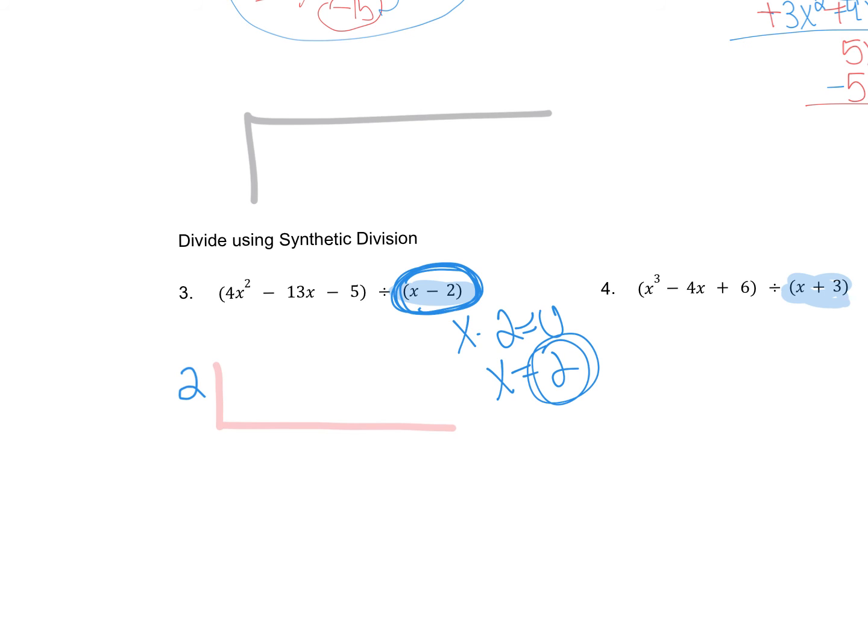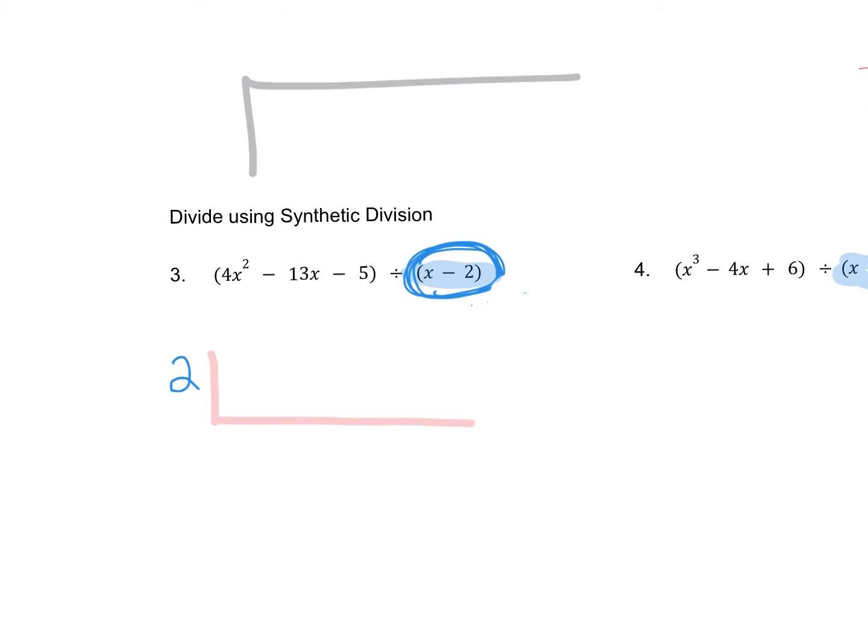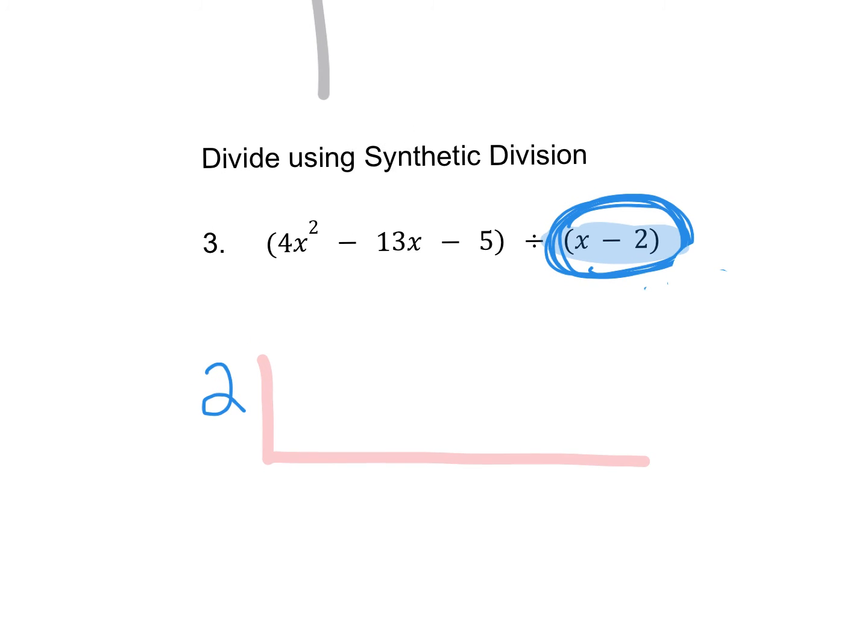Let me erase this, give myself a little bit of space. All you have to do is put the coefficients up on the second floor of the inside of the house. So we would put 4, negative 13, negative 5. All that is our coefficients: 4, negative 13, and negative 5.